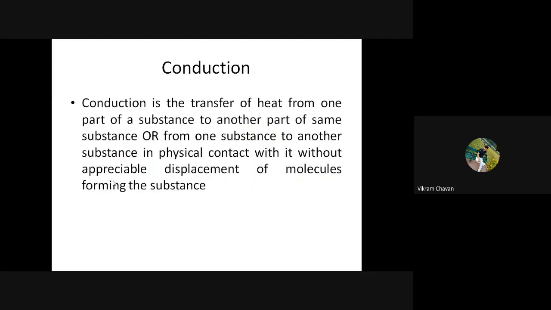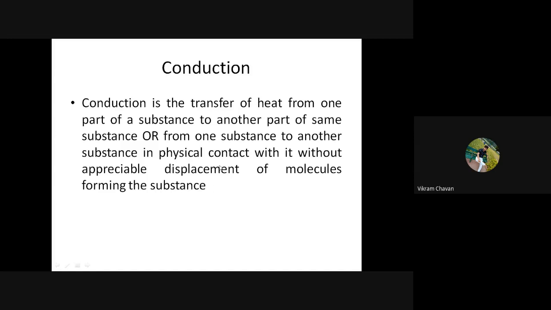So the definition will be fulfilled in such a manner that conduction is the transfer of heat from one part of a substance to another part of a substance, or from one substance to another substance in physical contact with it, without appreciable displacement of a molecule forming the substance.